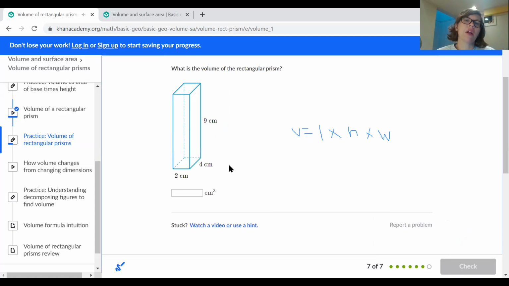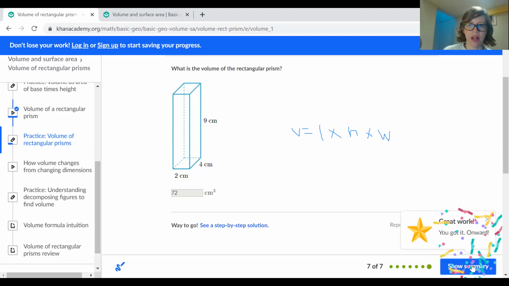All right, so find the volume of this rectangular prism. It's 2 centimeters by 4 centimeters by 9 centimeters. All right, I believe that one is 72 centimeters cubed. Let's see if that's right. All right, awesome.